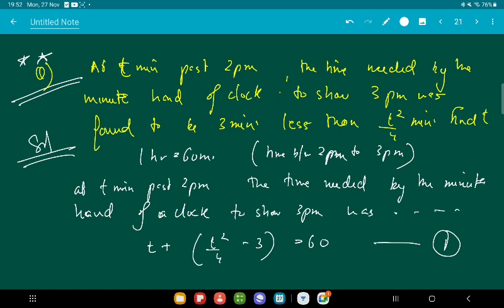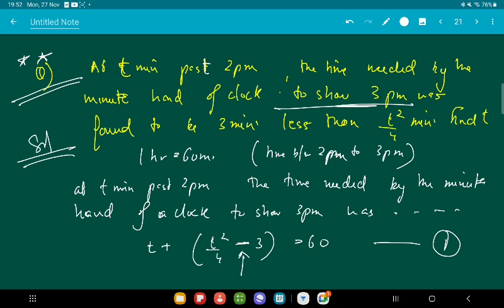So the question said at t minutes past 2 p.m., after 2 p.m. t minutes have passed, the time needed by the minute hand of a clock to show 3 p.m. was found to be 3 minutes less than t square by 4. For less, I use a subtract sign, and they are saying find t. So between 2 p.m. to 3 p.m. is 60 minutes.